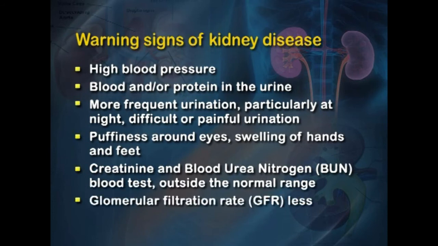If a blood test is done, definitely it might be observed that the creatinine and the blood urea nitrogen, BUN, can be seen, and if they are beyond the normal range, it can be assumed that it is related to some kidney disease.